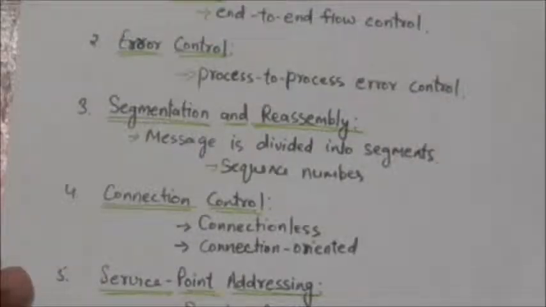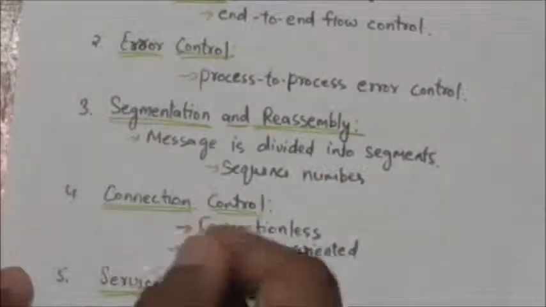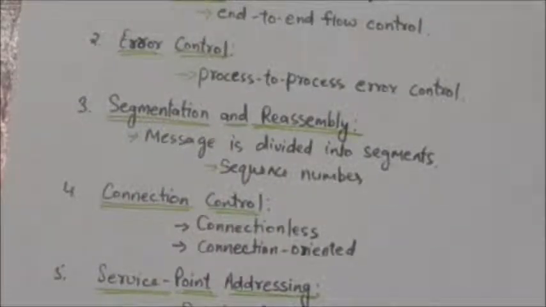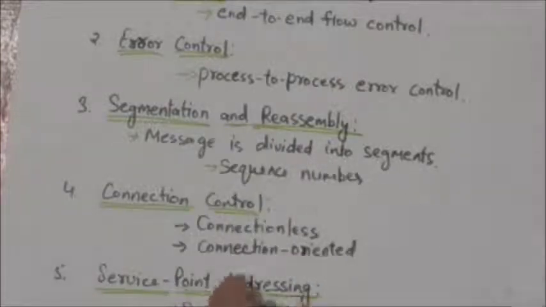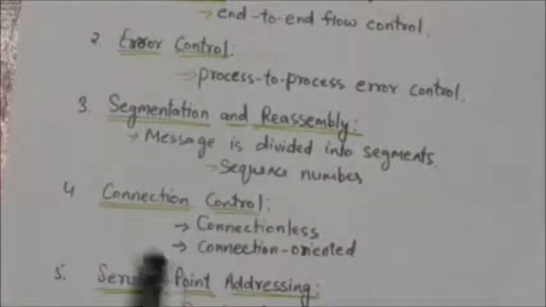Another responsibility of the transport layer is segmentation and reassembly. In this case, a message is divided into transmittable segments and each segment contains a sequence number. When a message arrives at the destination, these sequence numbers are used by the transport layer to reassemble the message correctly and to identify and replace packets that were lost in transmission, right?